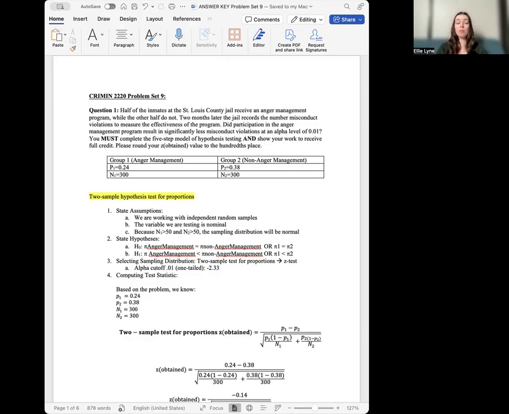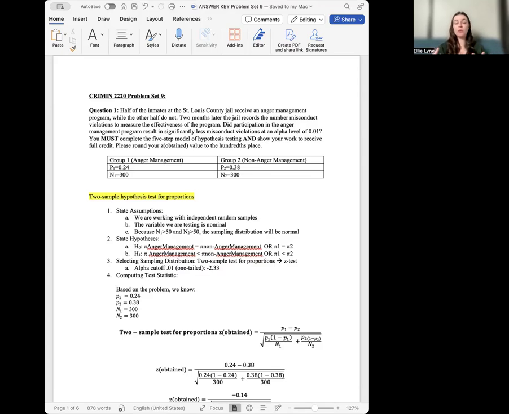And so let's take a look back at our question here and figure out which one we're using. Within the context of this problem, I see that we have a table here, and I see that we have a designation here of P, which I know stands for proportion. And I see a proportion value here for group 1 under anger management of 0.24. And for group 2, with our non-anger management group, I see 0.34 as well. And so moving forward, I know right off the bat, and I see it highlighted here in our answer key, that we will be conducting a two-sample hypothesis test for proportions.